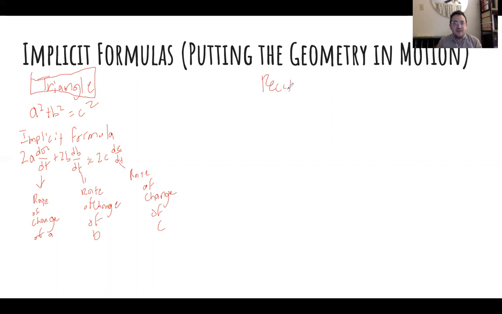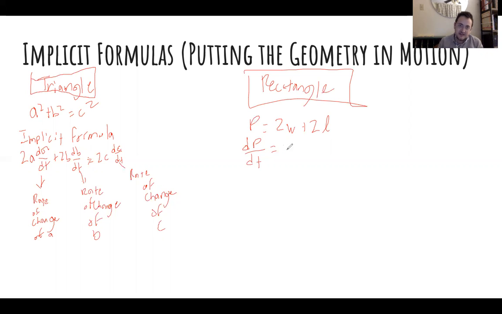Rectangles: we give you the area and the perimeter problems for these. In geometry class, our perimeter is 2W plus 2L. So our implicit formula would be dP/dt equals 2 dW/dt plus 2 times dL/dt. And this would be your perimeter change formula.